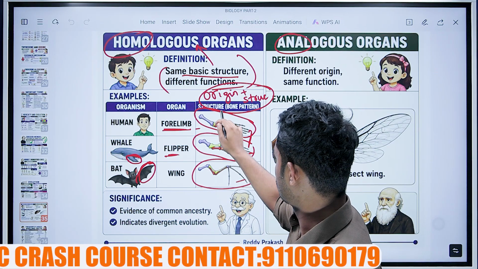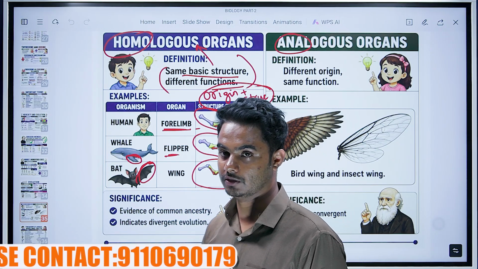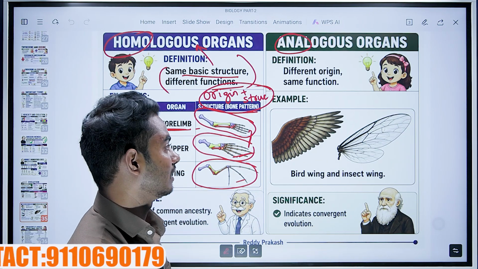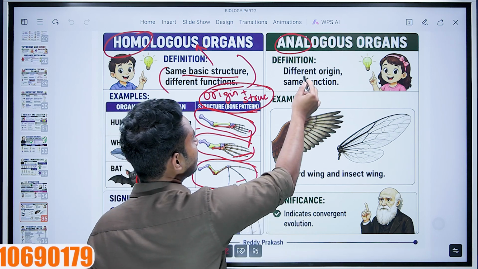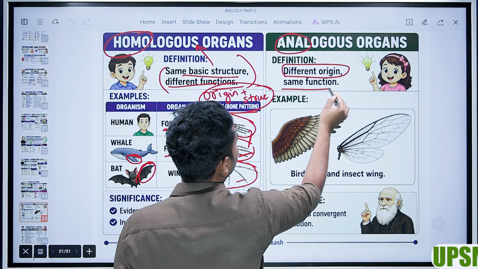Origin plus structure of bone pattern is similar, but the function is different. This is called homologous. Then what is analogous, sir? Analogous is different. Origin might be different, but here the function is the same.